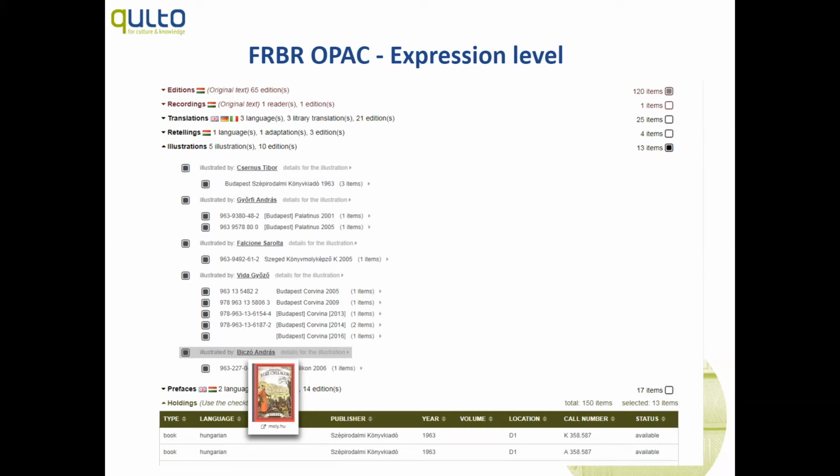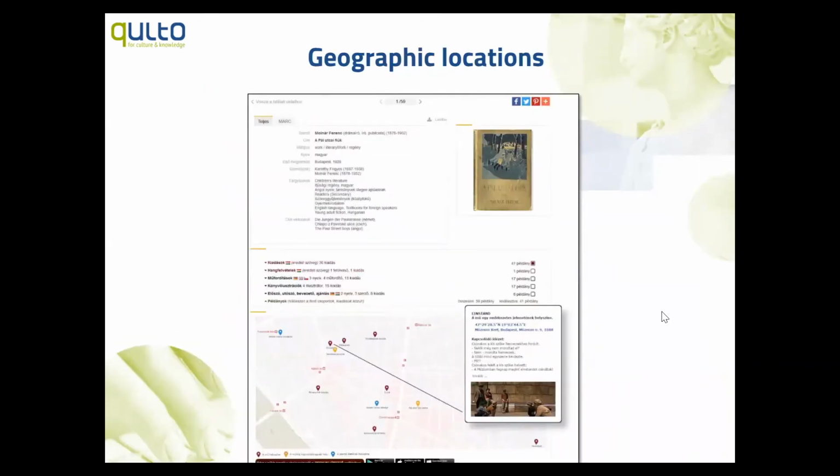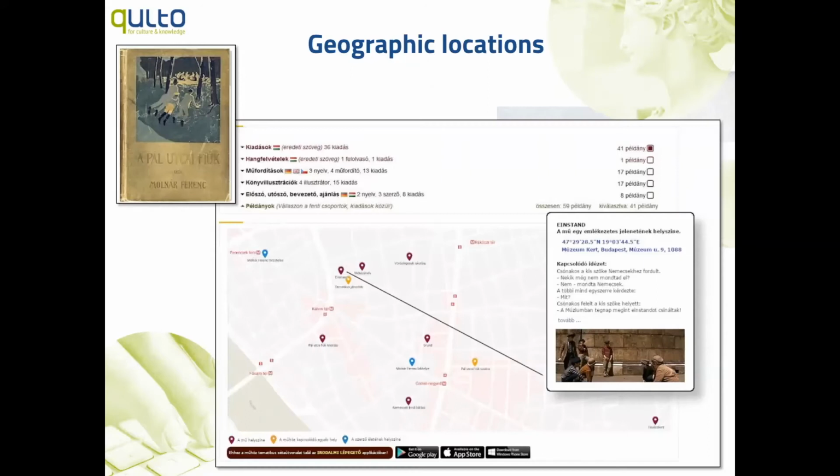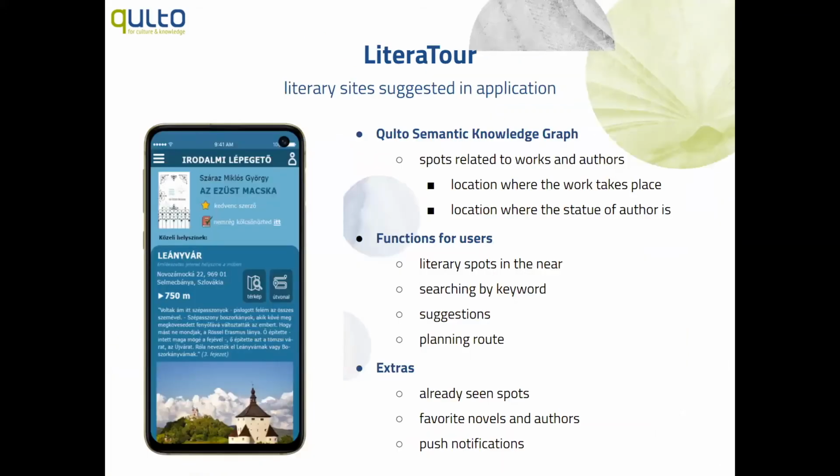It is also possible to add geographic locations to a work, famous places from the story, famous places from the writer's biography. For educational purposes, it is very useful to visualize all these places on a map. We have further developed this concept. We've created a mobile application. We call it LiteraTour. This is an application for tourism.